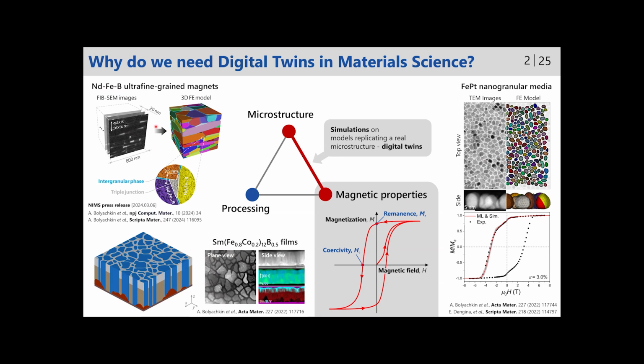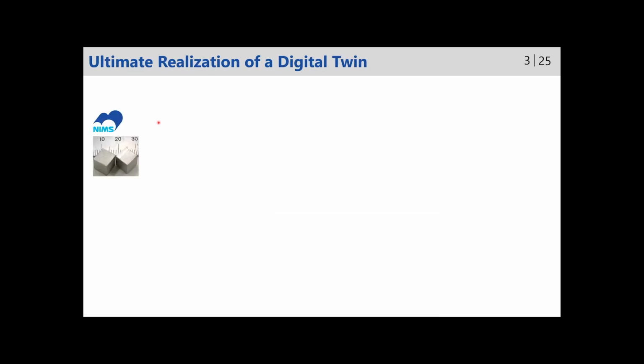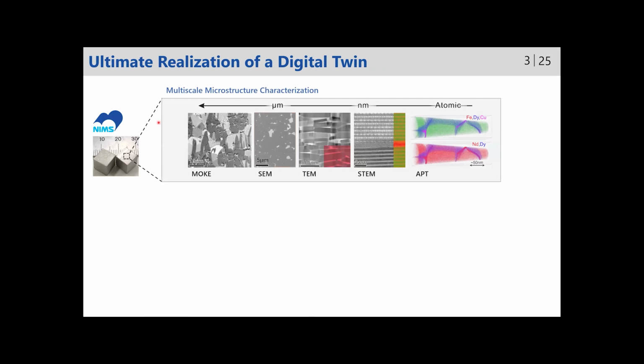So before diving deeper into these examples and talking about permanent magnets, magnetic recording media, and so on, what do we need as the ultimate goal to construct a digital twin? For any magnetic material, and any material even in general, if we consider some structural materials, not only functional materials, their functionality, their properties depend on performance at different scales.